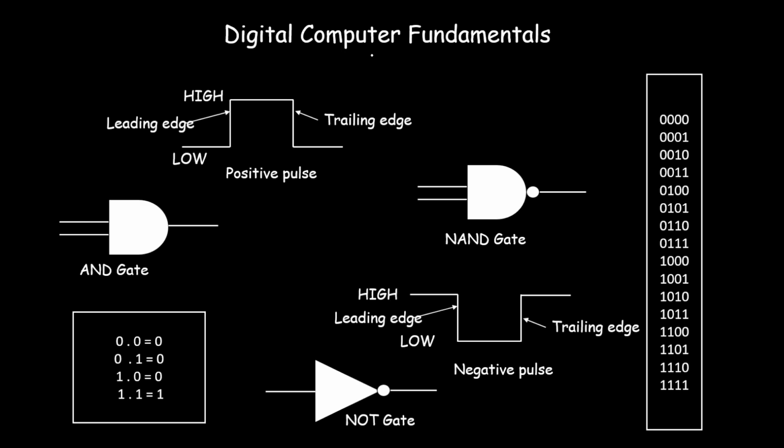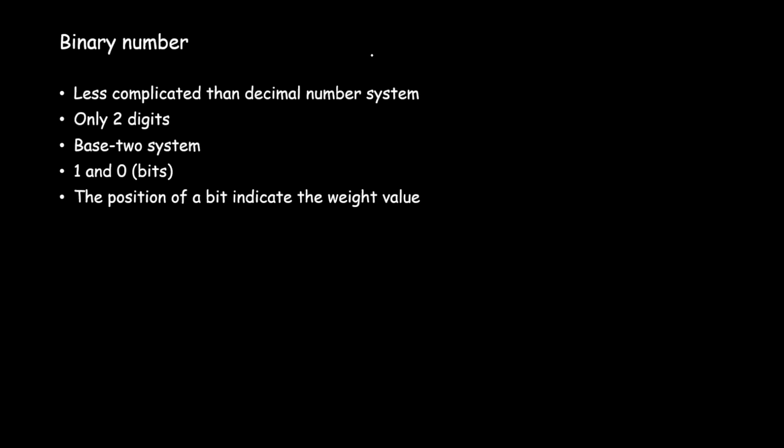And in today's lecture, let us discuss the binary number system. The binary number system is simply another way to count. It is less complicated than the decimal number system because it is composed of only two digits. It may seem more difficult at first because it is unfamiliar to you.